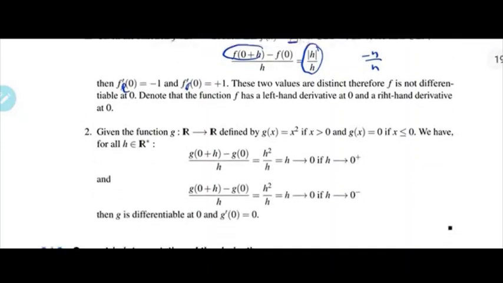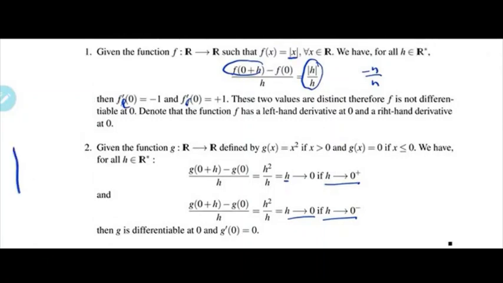Also, if you take the function g of x equal x squared, and we calculate the derivative at 0, the ratio will be g of 0 plus h minus g of 0 over h, which will be h squared over h, so it's h. And this tends to 0 when h tends to 0 plus, and it tends to 0 as well when h tends to 0 minus. So now the right limit and the left limit of this ratio are the same, so g is differentiable at 0, and its derivative is equal to 0.